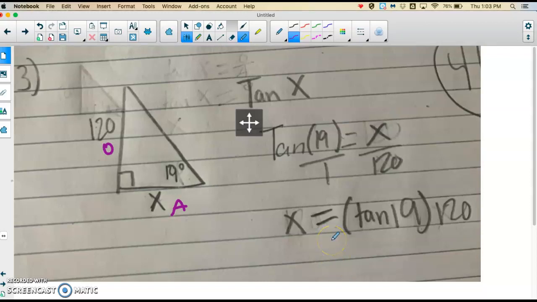Look over your whole quiz again. Make sure you're not making that same mistake. These are the two that popped out to me.